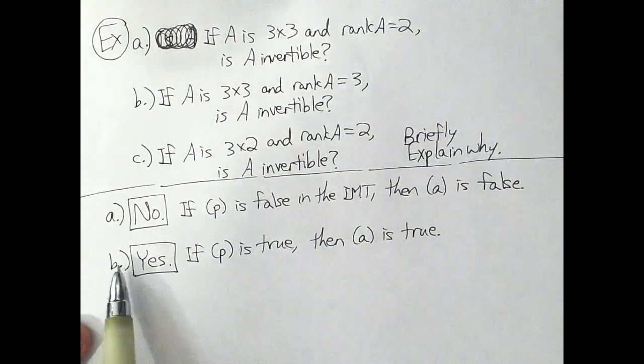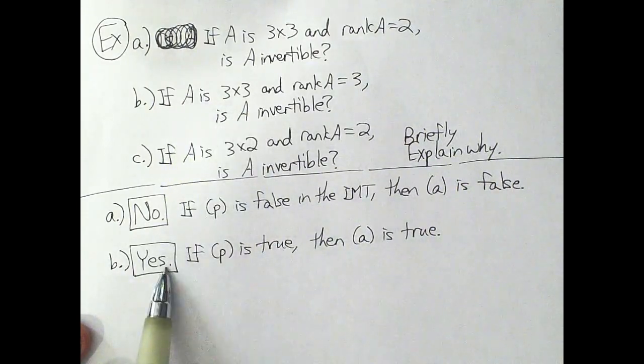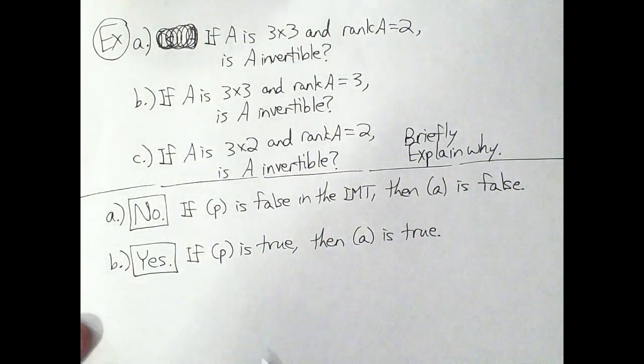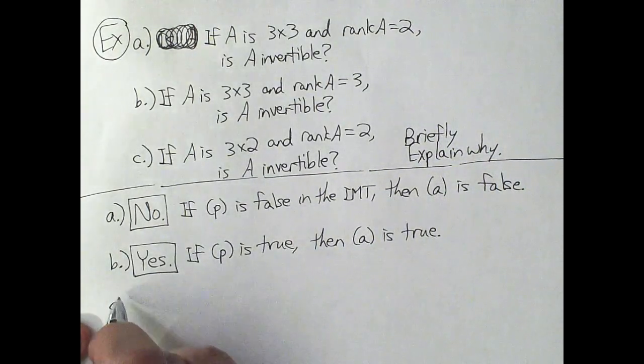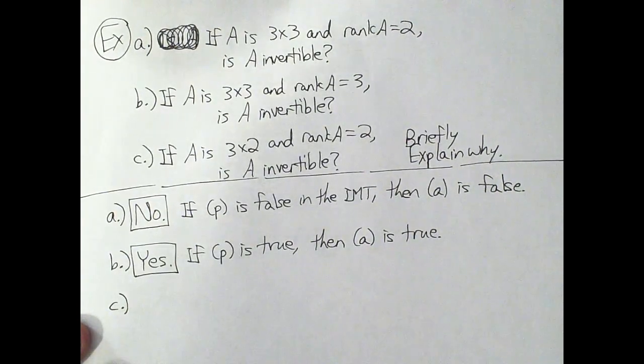Now, for part B, you know, the IMT tells us, yes, the matrix is invertible, but it doesn't actually tell us what the inverse is. In order to find the inverse, you would have to do more work. All right, part C. If A is 3 by 2 and the rank of A is 2, is A invertible? No.